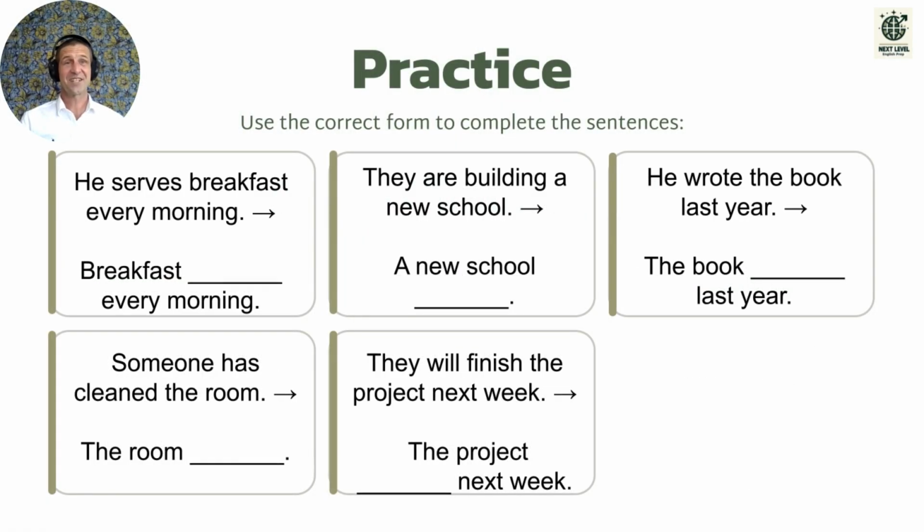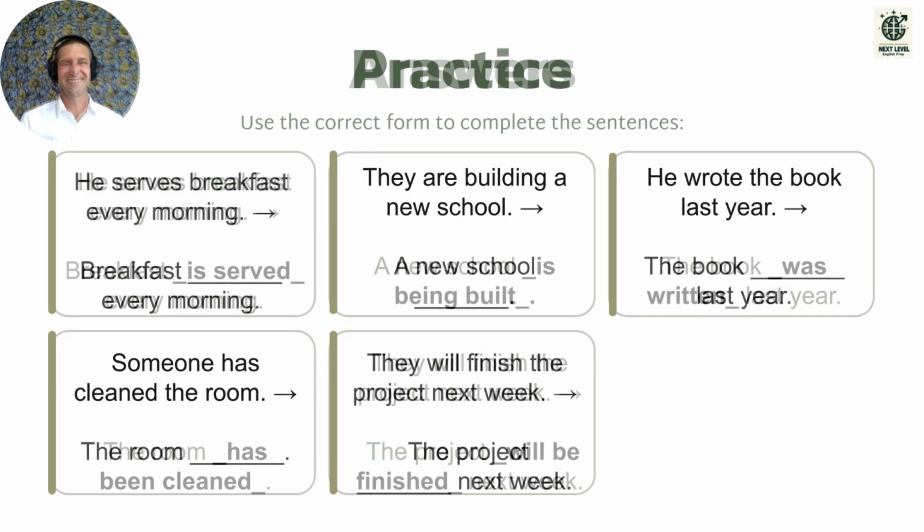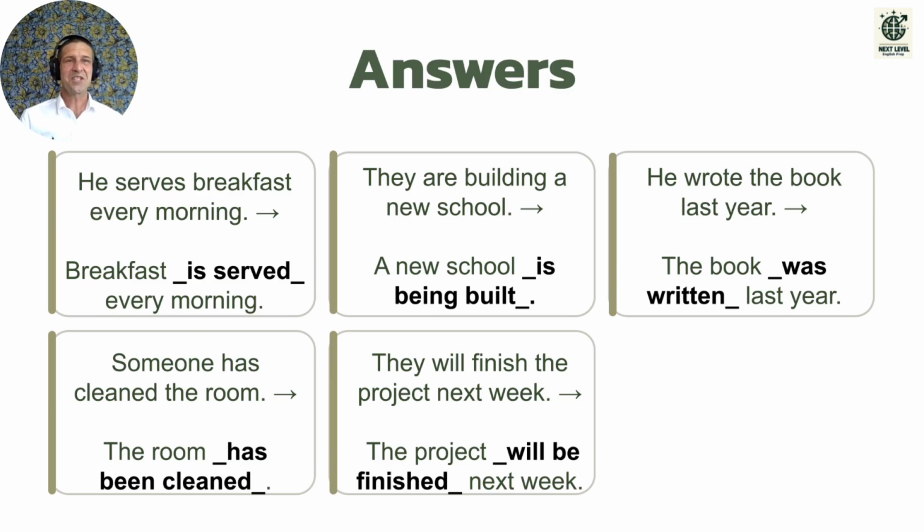Time to practice. Pause the video and convert these 5 active sentences into the passive voice. Remember the formula: subject plus to be plus the past participle. Ready? Let's check. Notice how each one follows the pattern. Excellent.